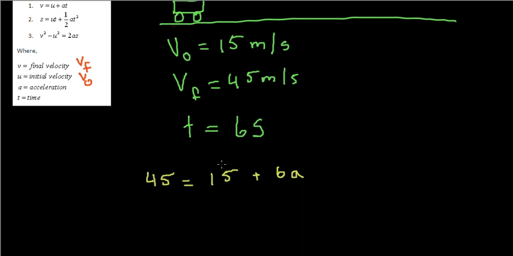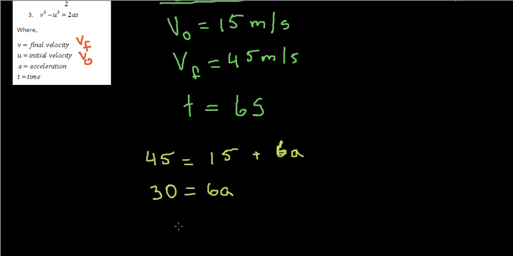So we can use a bit of algebra. We want to have 6a to one side. So we subtract 15 from both sides, and the left-hand side will be 30 equals 6a. And we can divide 6 from both sides, and we get that a is equal to 5. A equals 5. And now we need to make sure that the unit conversions are all similar: meters per second squared.